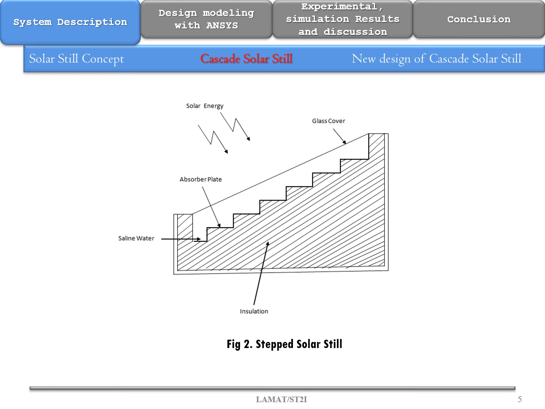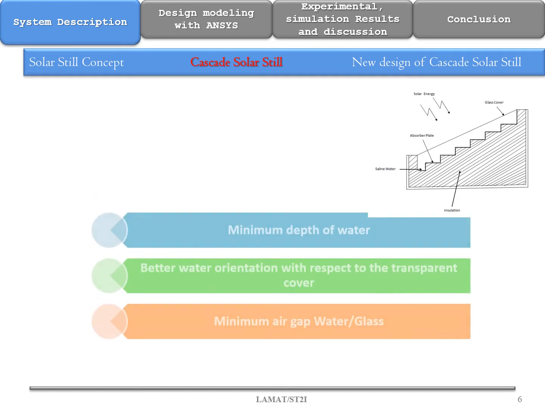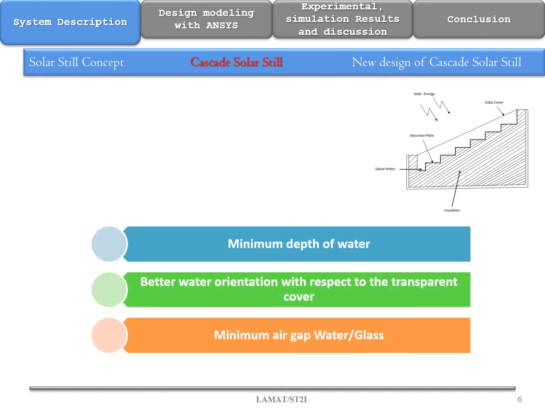Recently, cascade solar stills have received much attention due to higher productivity than the other basin types. The stepped still, an inclined type, has the same construction as the conventional still. In addition, the absorber plate is made of a number of steps. The stepped solar still offers minimum depth of water, better water orientation with respect to the transparent cover, and minimum air gap between water and glass, which can lead to an increase in the basin water temperature of the stepped solar still.